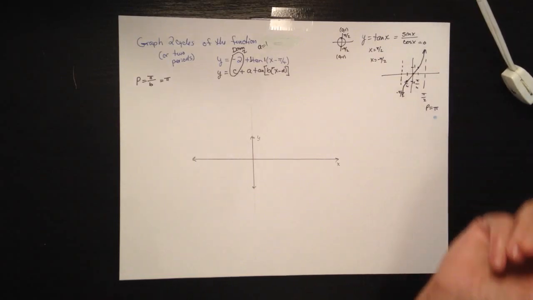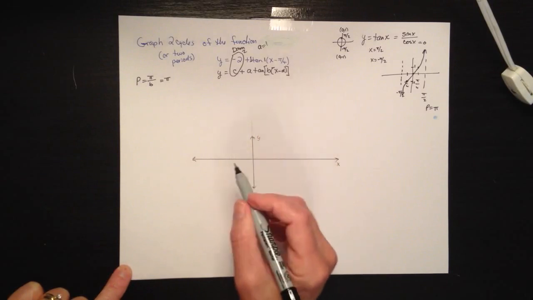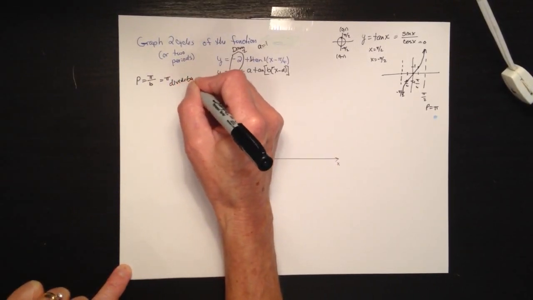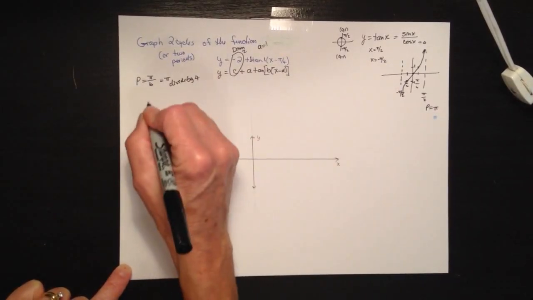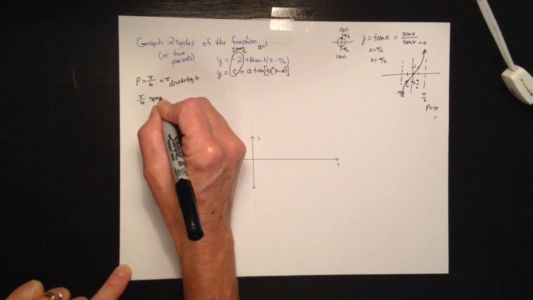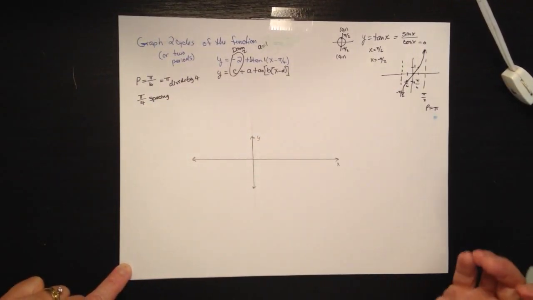Okay, this is very much like sine and cosine. When you graph that, you take whatever period you have for your particular function and you divide by 4. And this gives you the spacing. So the spacing for us is going to be pi divided by 4. This tells us our spacing on our x values. That will be important to us when we graph this.